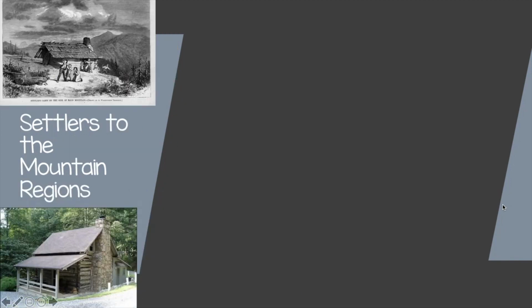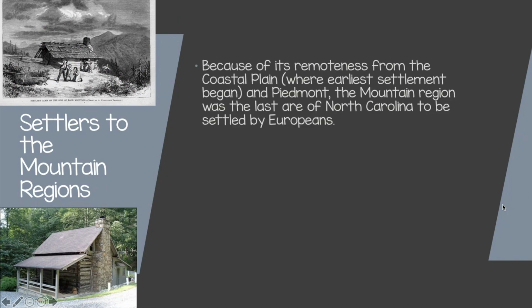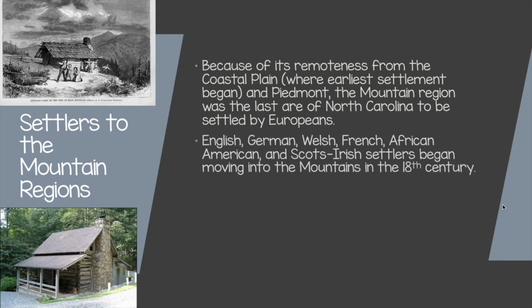that are working on here. Now, the settlers to the mountain region, because of its remoteness, kind of how it's so far away from everything else from the coastal plains. Remember, the coastal plains are where the earliest settlements actually began, and the Piedmont. The mountain region was the last of North Carolina to be settled by the Europeans.